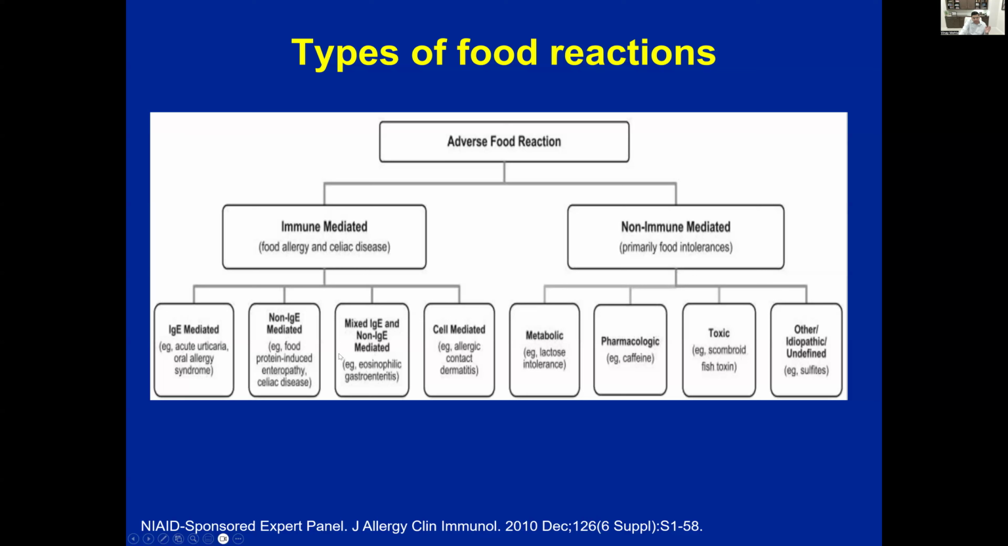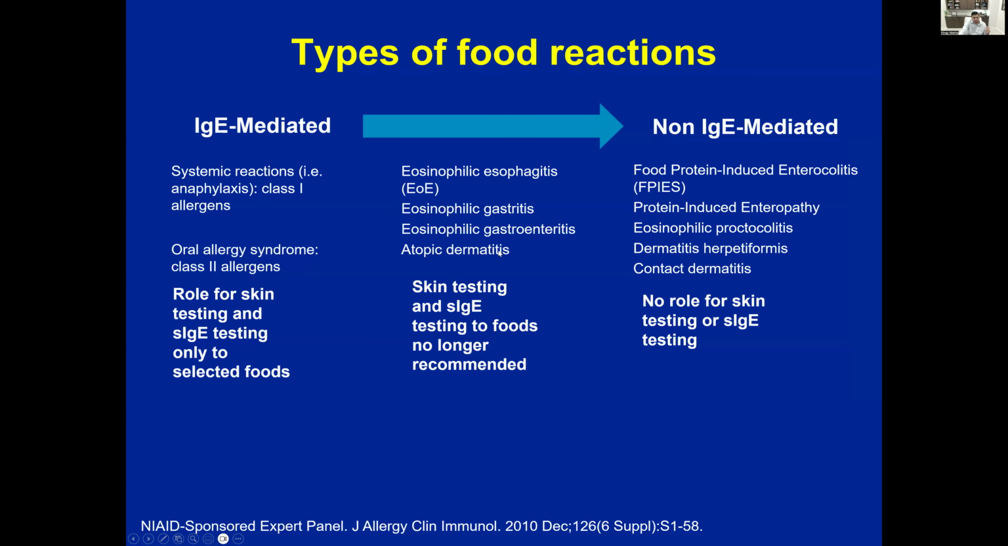You have things that don't involve IgE. An example is food protein-induced enteropathy. So that's your cow milk intolerance. It's actually T cell mediated. It has nothing to do with IgE. Celiac disease is another immune mediated condition, but it has to do with antibodies to gliadin. It has nothing to do with IgE. And then you have certain entities, eosinophilic esophagitis and atopic dermatitis, where it's both. It's what we call mixed.